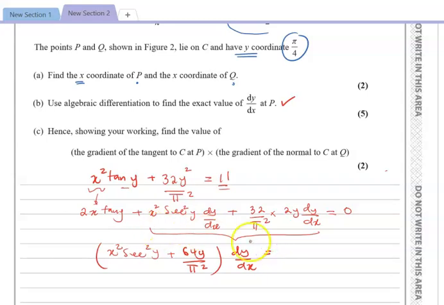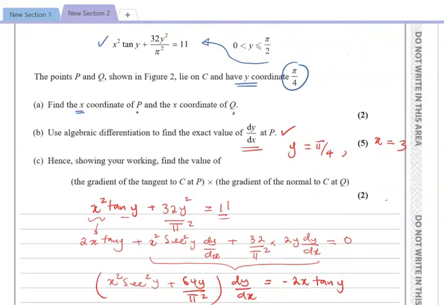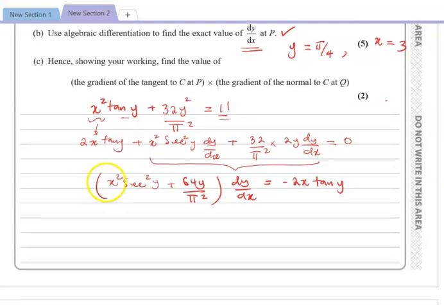This one equals negative 2x tan of y. Now, but they're looking for the exact value. The exact value at what point? The exact value at P. But we know that at P, y is pi by what? y is pi by 4, and the x value is 3. Remember, P is the one that is on the positive side. So we just substitute from here. We don't need to simplify it further.